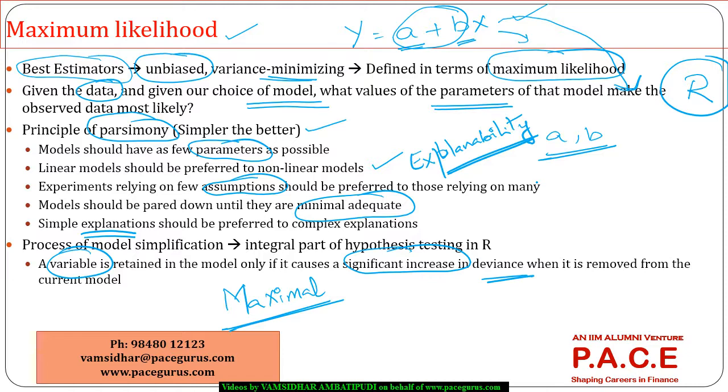If that particular variable is removed from the model and the parameters are changing quite drastically, then I would better retain that particular variable in the model. But if after deleting that particular variable the change is not significant, then I can very well remove that variable from the model. So that's the typical process of simplifying the model.